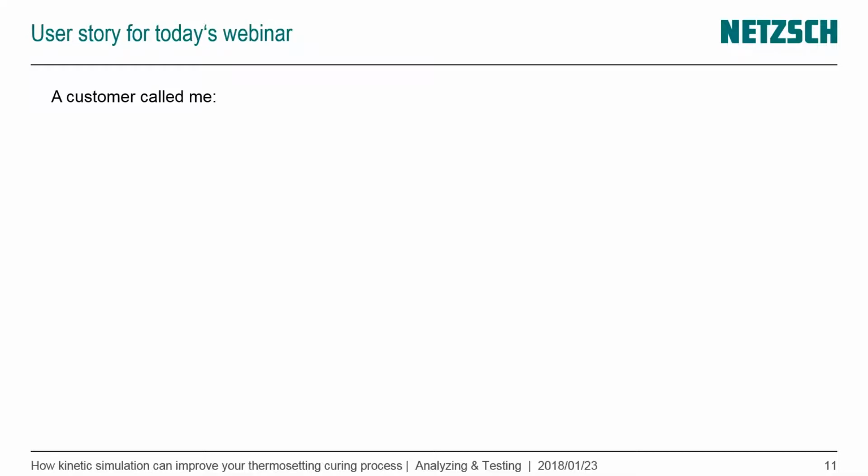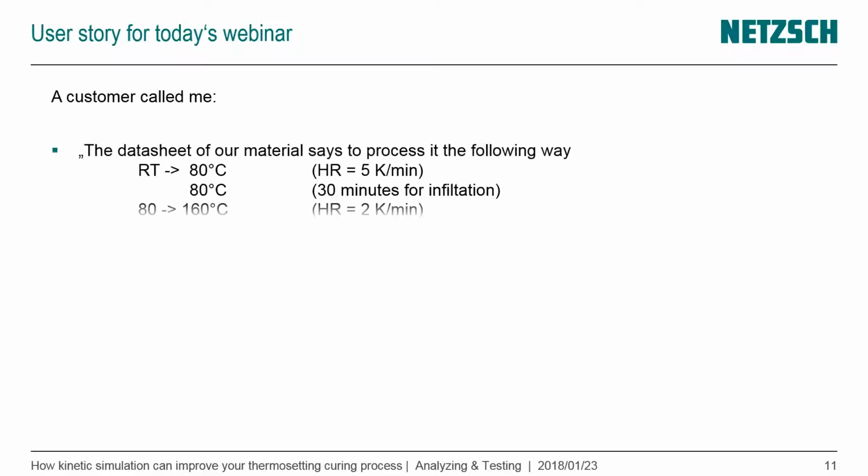Around 1 year ago, a customer called me and he said, the datasheet of our material says that for infusion processes like we do, we have to heat up the material from room temperature to 80 degrees C. Then at 80 degrees C, the flow behavior of the resin is the best. So we have the lowest viscosity at these 80 degrees C. And we need around 30 minutes for infiltration.